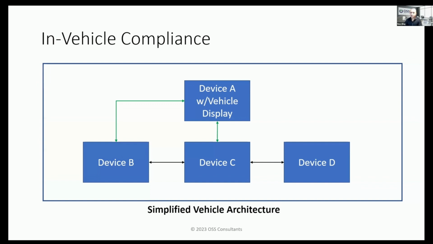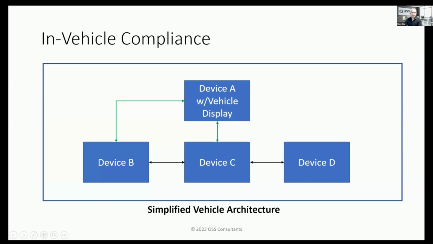Another important distinction in this diagram, it's not just the difference in the types of devices, but how they're connected. So open source is likely used in all of these devices to some degree. Device A has a display, so it could use that potentially for displaying any required license compliance material. It's also on the same communication bus as device B and device C.